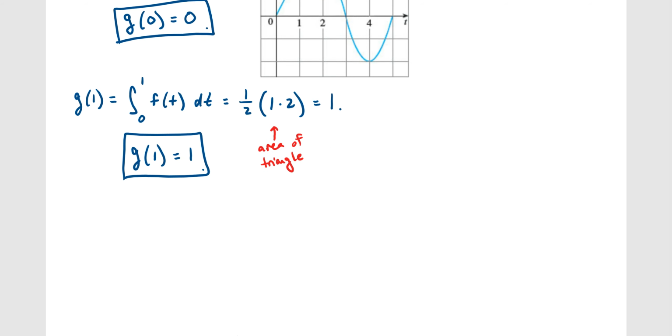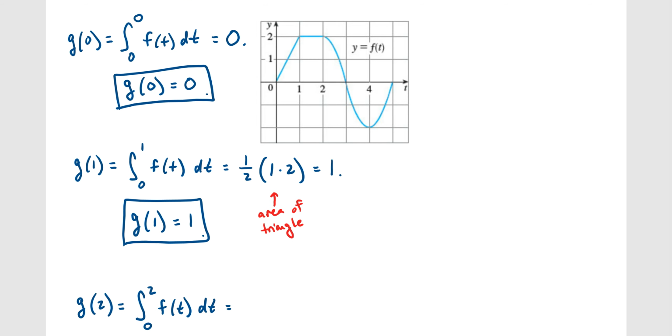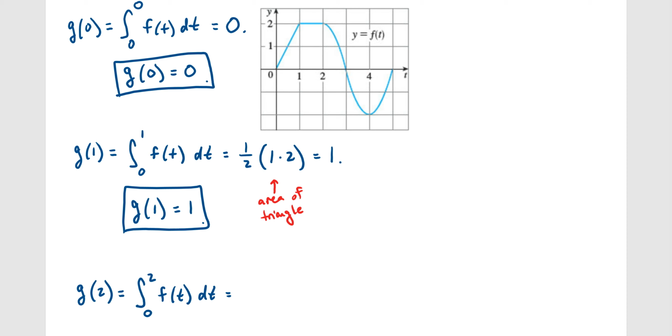Next one, let's take a look at g of 2. So g of 2, using the same initial setup here, it's going to be the integral from 0 to 2, f of t dt. And now we're going to be looking for the area under the curve from 0 to 2. So that's going to be this whole entire area right here. Well, what we can actually do here is use our geometric area formulas once again.